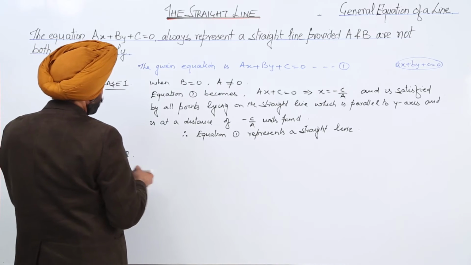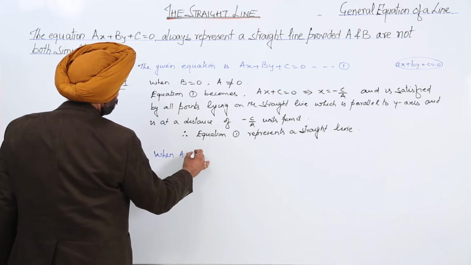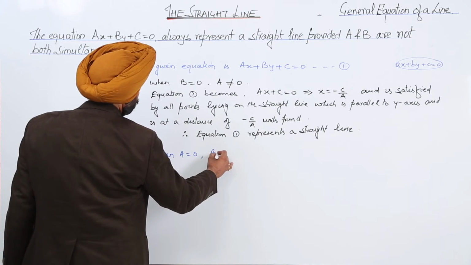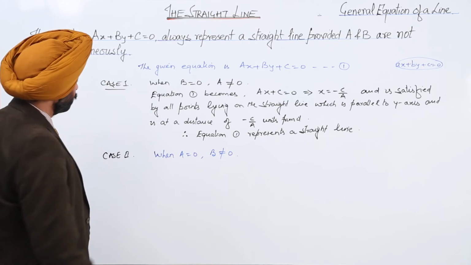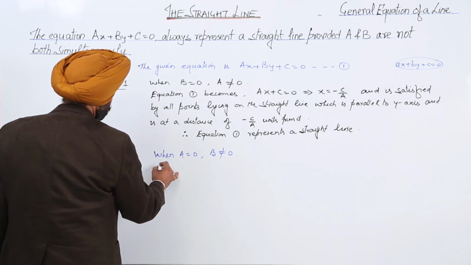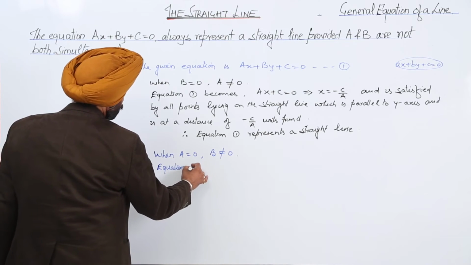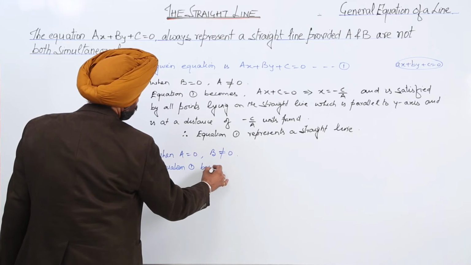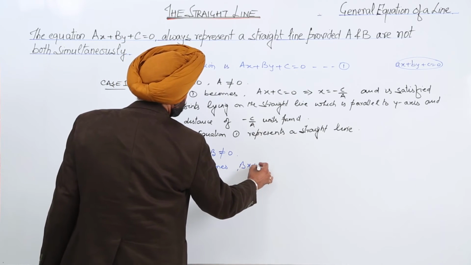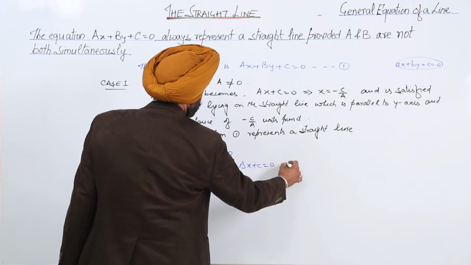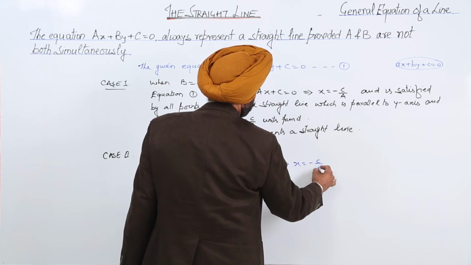Now in case 2 what we are having? When a is equal to 0 and b is not equal to 0. Okay? Now here equation 1 becomes, now b is not 0, then equation 1 becomes bx plus c is equal to 0 and here x is equal to minus c upon b.